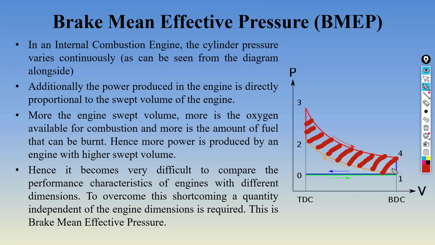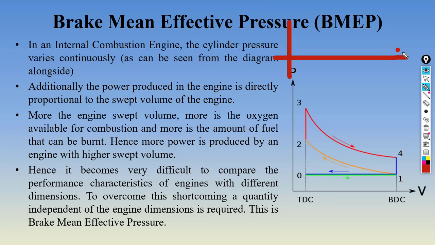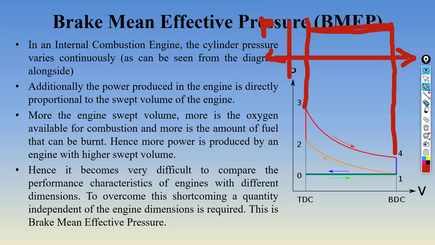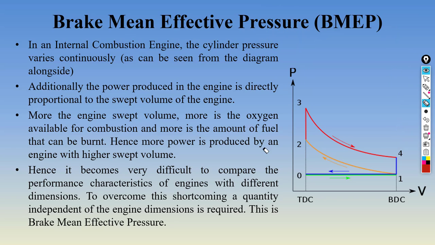So in this case, what can we do? Rather than showing it like this, with this odd curve, we can do a simple thing. We can draw another PV diagram, and in this diagram we are going to keep the swept volume same. But we are going to make the pressure such that it is a flat line. This pressure is constant.